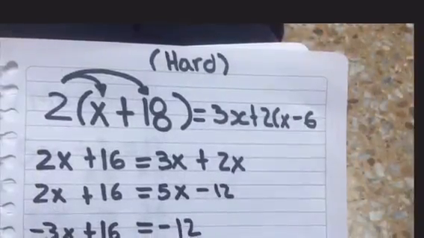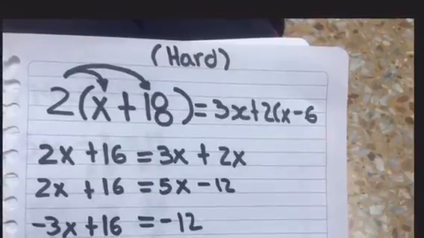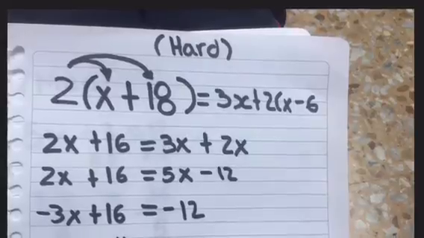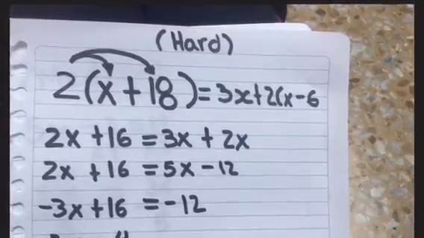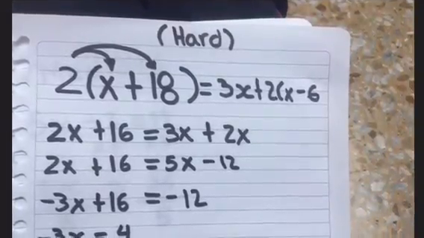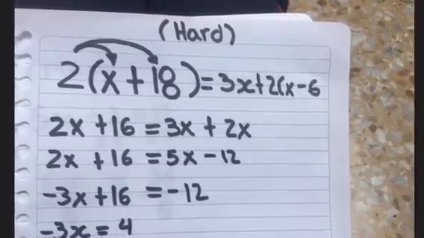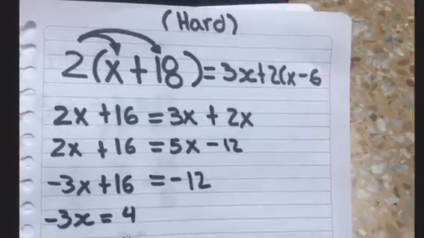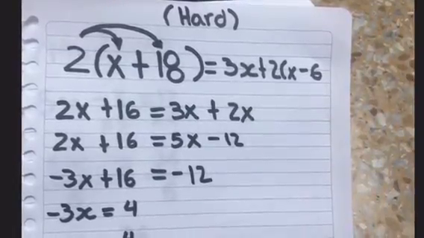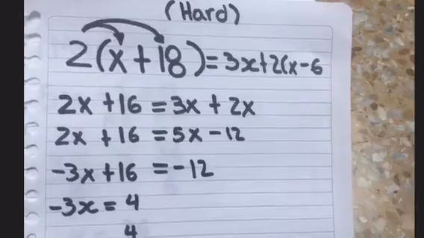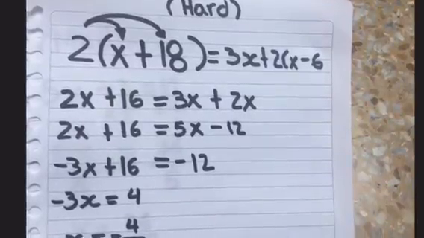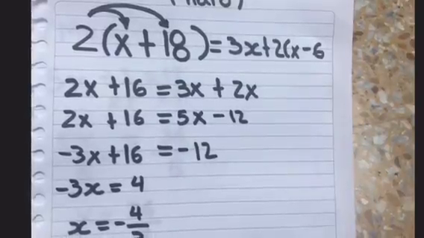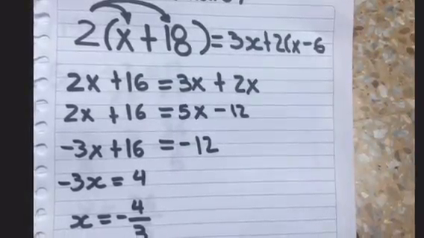Hard problem. The equation is 2x plus 18 equals 3x plus 2x minus 6. 2x plus 16 equals 3x plus 2x. Then 2x plus 16 equals 3x plus 2x, meaning 5x minus 12. Then minus 3x plus 16 equals minus 12. Minus 3x equals 4. x equals minus 4 thirds.